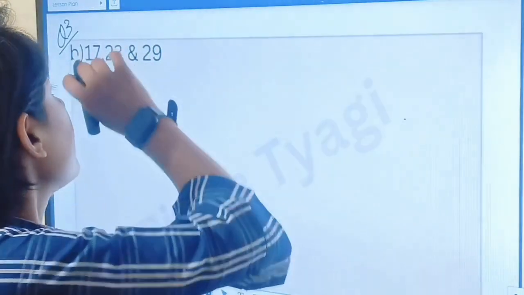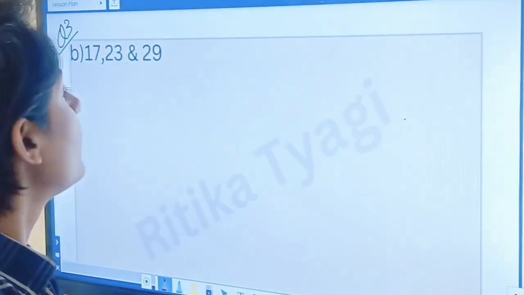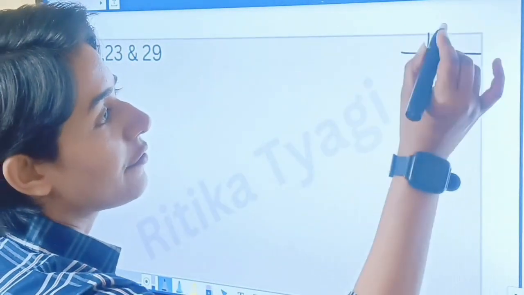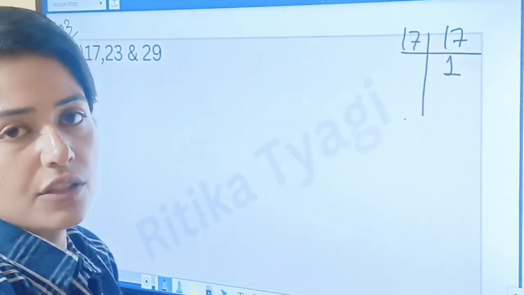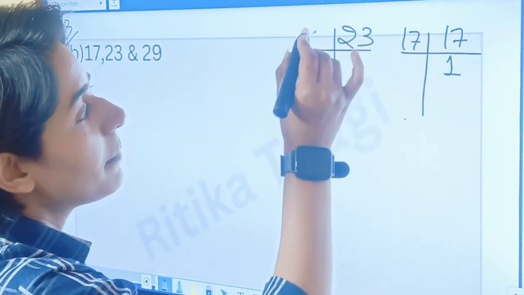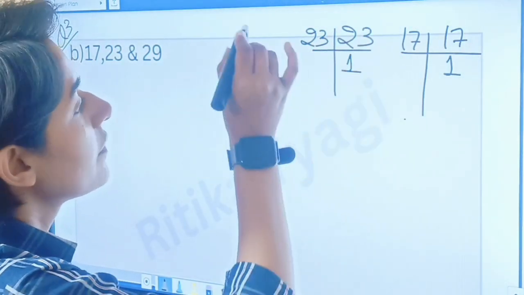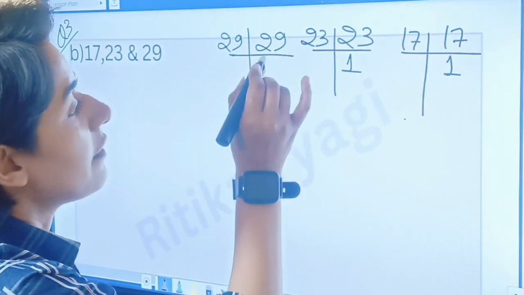Solving question number 3 part B. Here we have to find the LCM and SCF. So first we factor 17. 17 is a prime number divisible by itself. Now 23 is also a prime number divisible by itself. 29 is also a prime number divisible by itself.